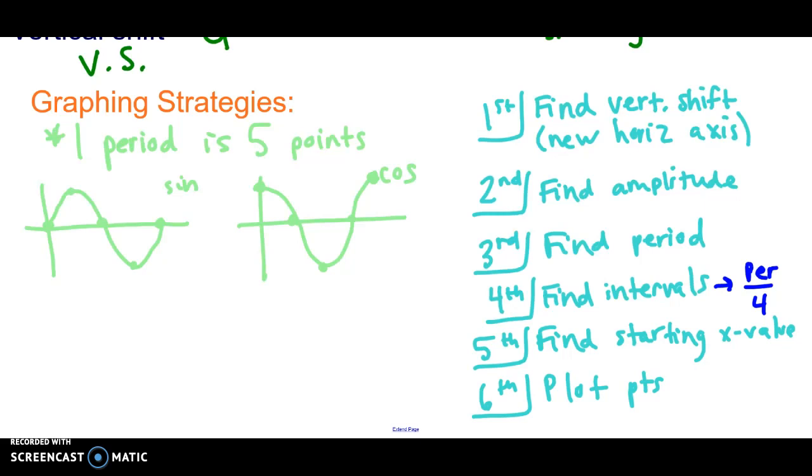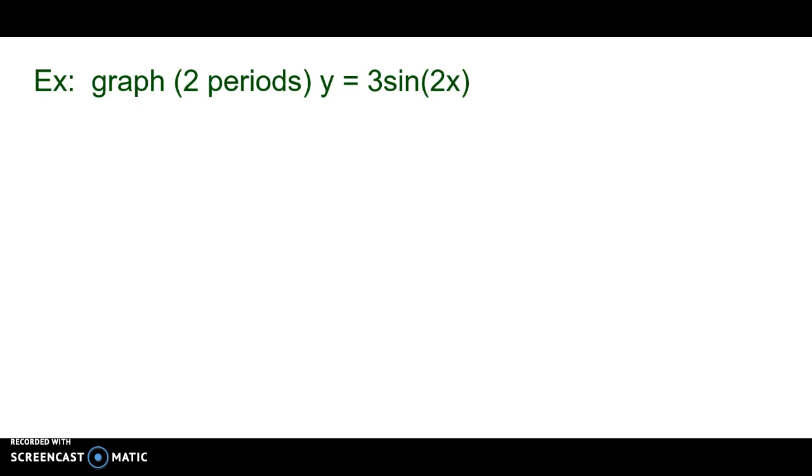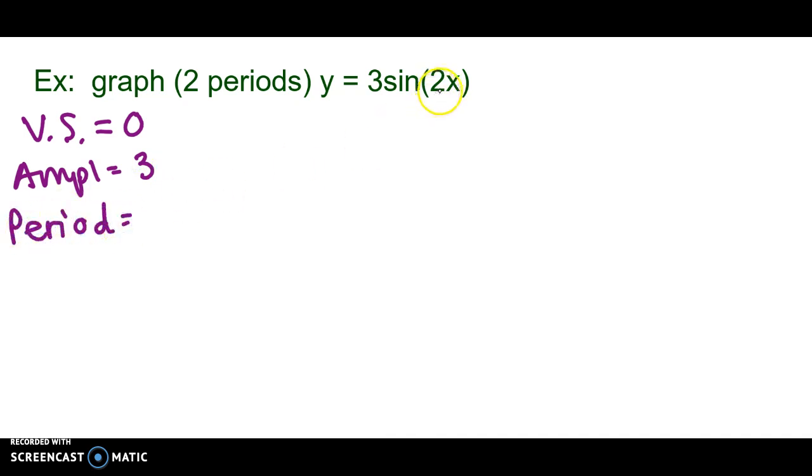All right, so let's take a look at an example. We'll follow these strategies here. It says graph 2 periods of y equals 3 times sine of 2x. And when we do this, I think it's really helpful to start by just identifying the pieces of information we need. So vertical shift, none. We don't have one. There's no addition or subtraction of a number. Our amplitude here is 3. It's our a value. The period, remember that's 2 pi over b, which is 2 pi over 2. So our period's just pi. So keep in mind that 2 periods will go to 2 pi.